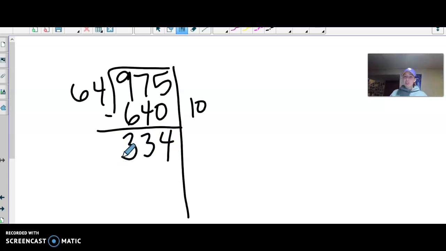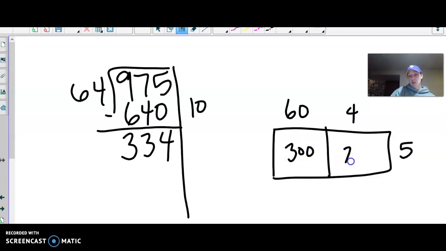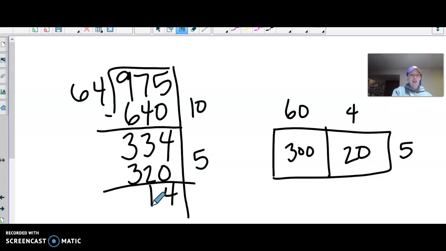334. Okay, still a little far away, but I can't fit another 10 groups. So let's try 5. You know me. I love trying 5 groups. We'll see if it could end up being too big. 320. Ooh, nice. Nice and close. 320, that was 5 groups. 14. All right, this is bigger or smaller than this, so I cannot fit another group of 64 in. So this is my remainder, which I know feels a little big, but that's okay. As long as it's smaller than your divisor, it's fine.